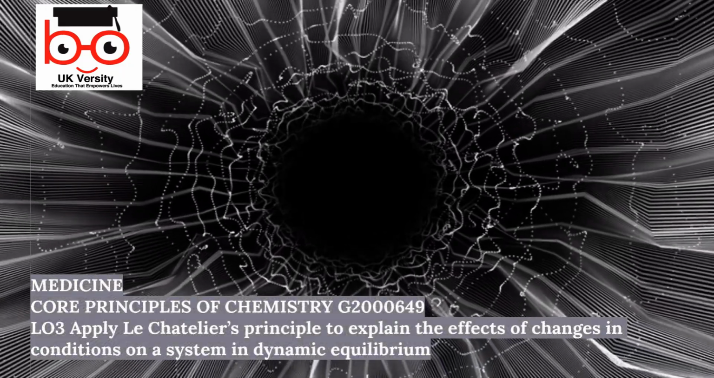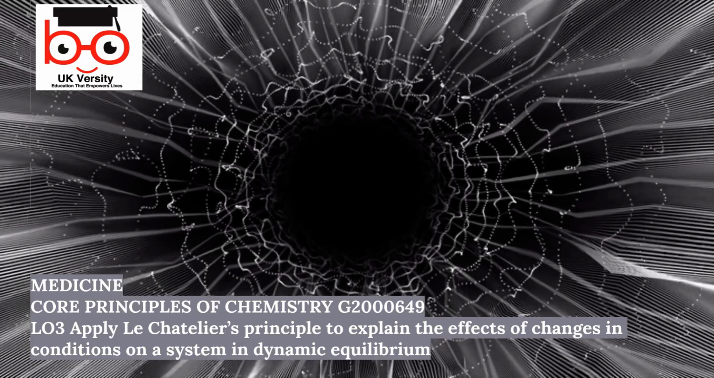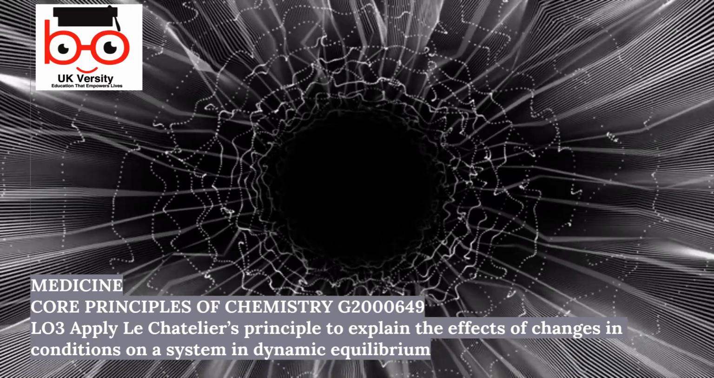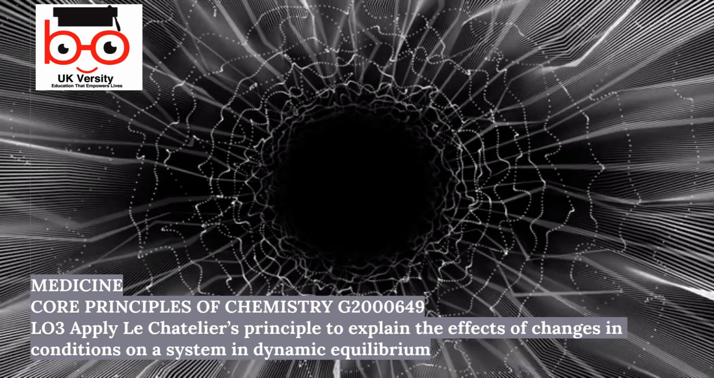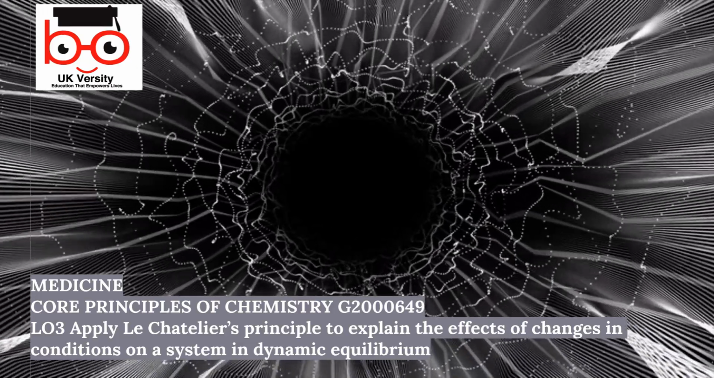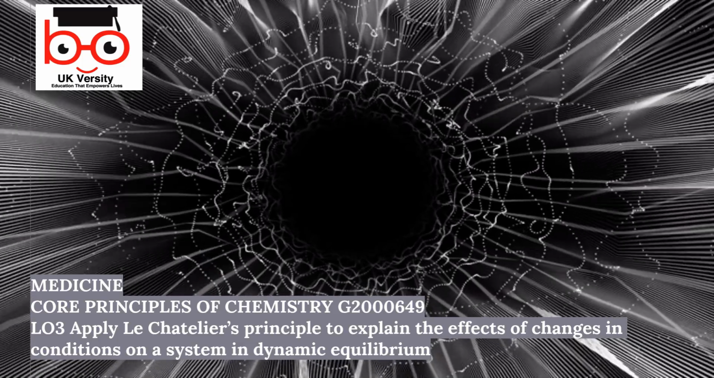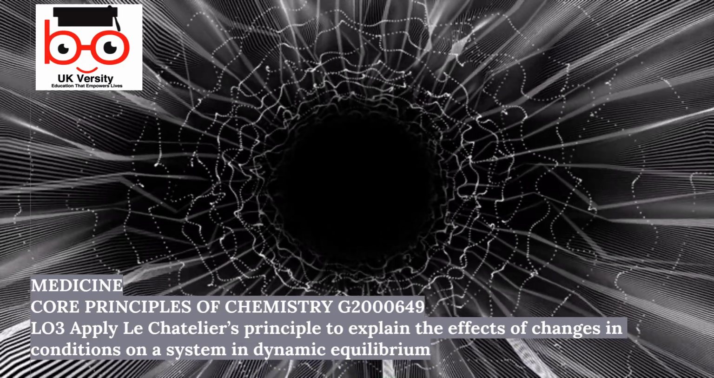Learning Outcome, LO3. Apply Le Chatelier's principle to explain the effects of changes in conditions on a system in dynamic equilibrium. Today, we will learn what happens when a system reaches dynamic equilibrium. This session explores core principles of chemistry, focusing on dynamic equilibrium and Le Chatelier's principle, and explains how changes in conditions affect chemical systems.